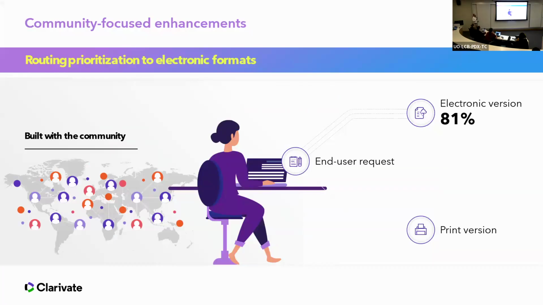Okay, some community-focused enhancements. This first one here is RapidILL, and this is routing prioritization based on the format of the request. This is something that's come through a number of channels. We've had discussions with libraries about it. It came through the ID exchange, and that is libraries would like requests to go to lenders that own the material in electronic format. Just kind of makes sense, right? So instead of having to pull an item off the shelf, they could simply download the electronic resource and send it. So we worked on this development.